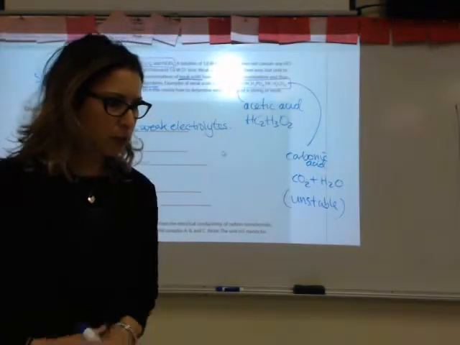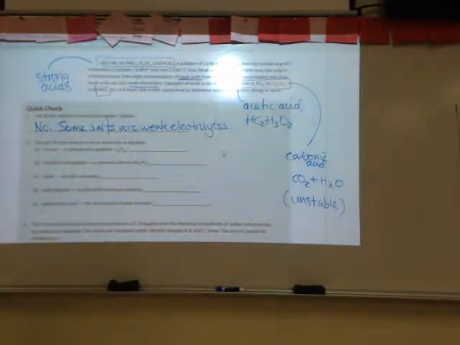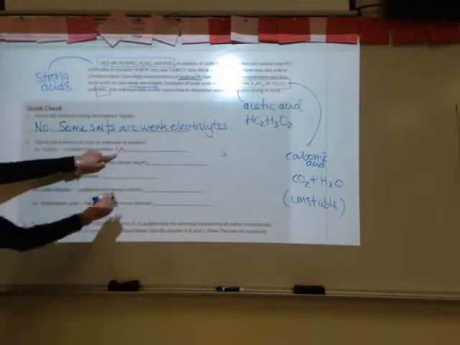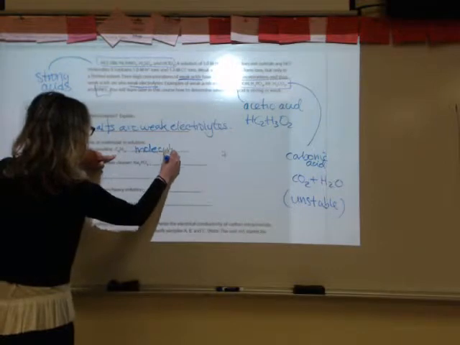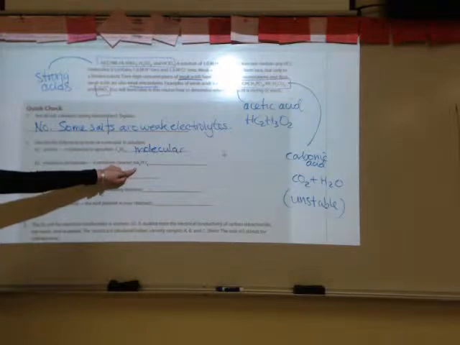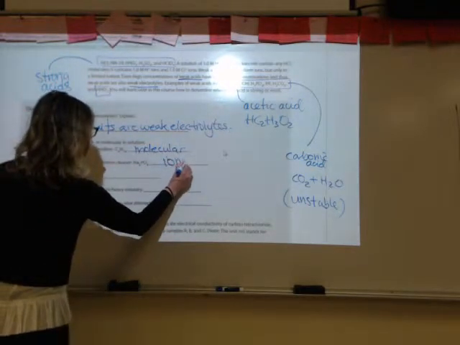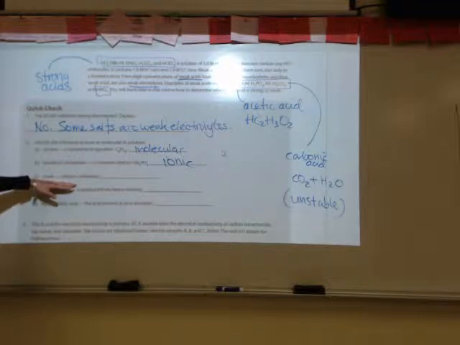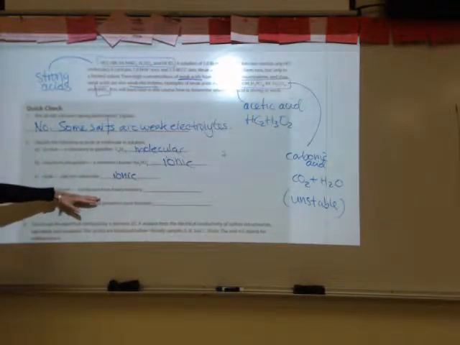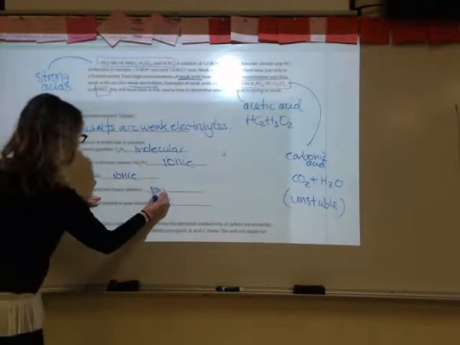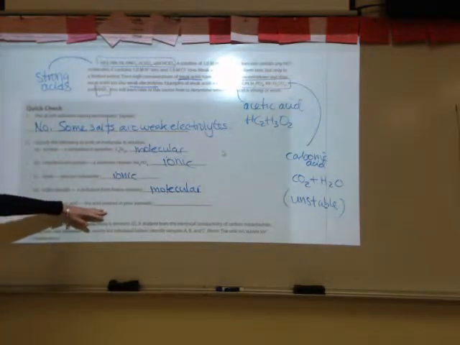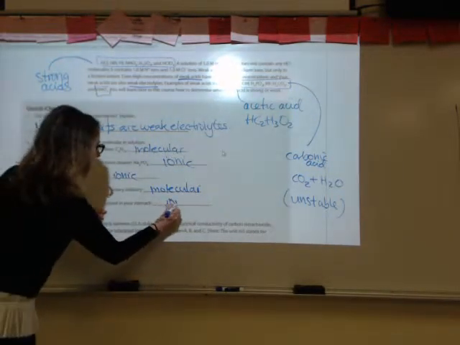Number 2, classify the following as ionic or molecular in solution. A, octane, which is C8H18, molecular. B, trisodium phosphate, a common cleaner, Na3PO4, ionic. Chalk, calcium carbonate, ionic. Sulfur dioxide, a pollutant from heavy industry, molecular. Hydrochloric acid, the acid present in your stomach, ionic.